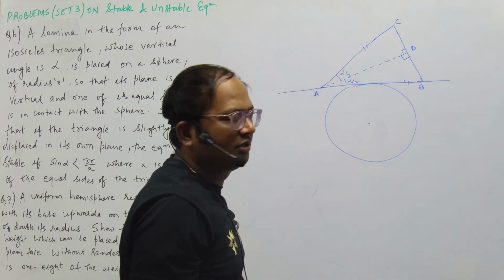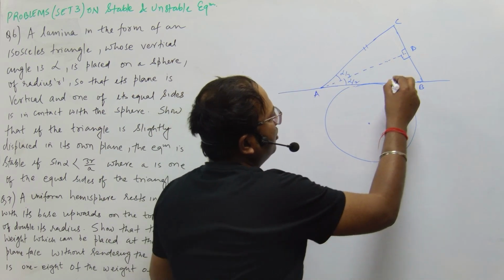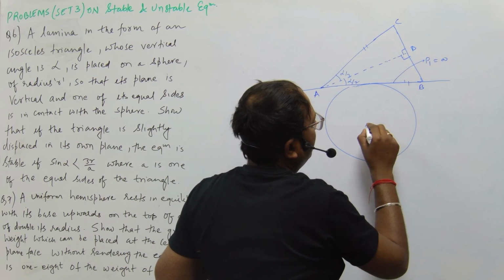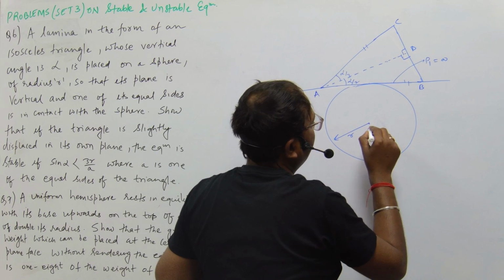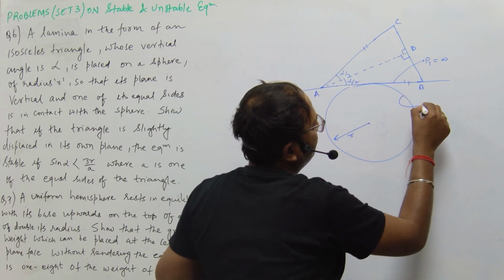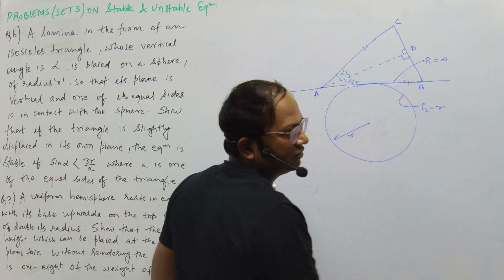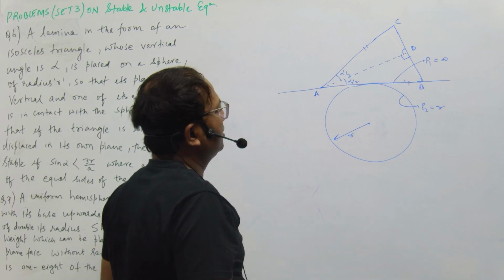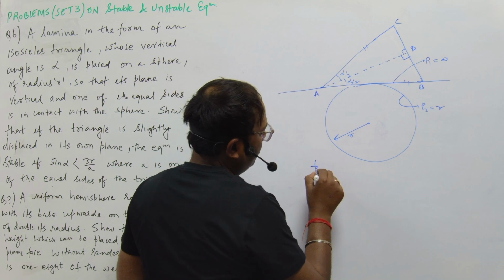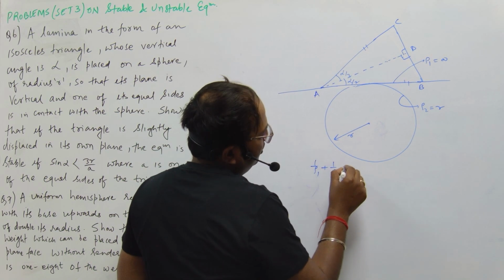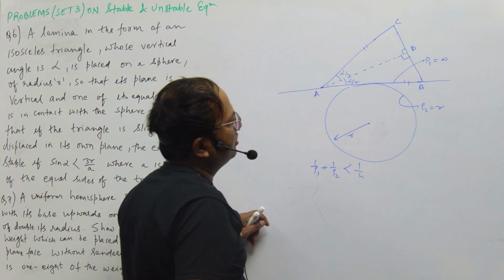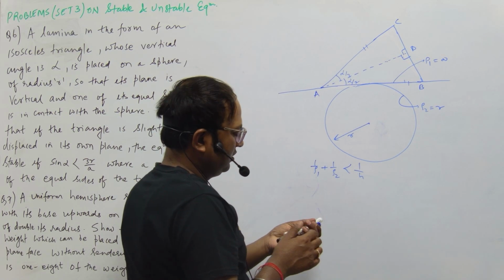So this is the upper body and this is the lower body, and this is the line of surface of contact. For the upper body the radius of curvature rho 1 is infinity, and for the lower body, the sphere of radius r, the radius of curvature rho 2 is equal to r. The condition for stable equilibrium is 1 upon rho 1 plus 1 upon rho 2 is less than 1 upon h, and h is the distance of center of gravity from the line of surface of contact.